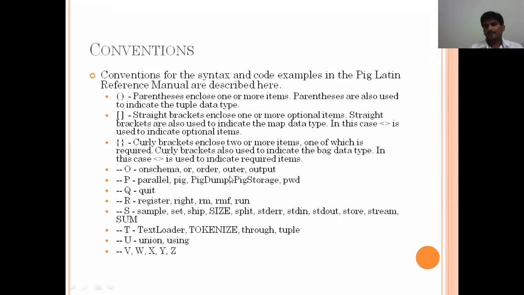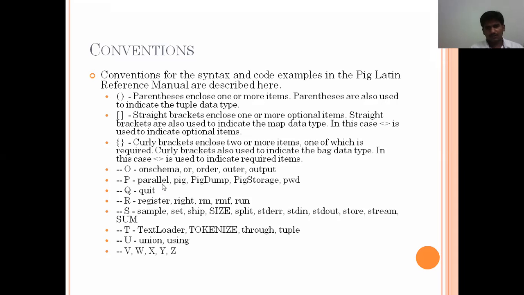Simple, if we take an array and want to mention the number of values at compile time, how are we going to use it? So a[10] is equal to, in curly braces we write 1 2 3 4 5 6 7, because automatically a[0] is 1, a[1] is 2, like that. In a similar way here, parentheses are used for the tuple data type, square brackets are used for the map data type, and curly braces are used for the bag data type.